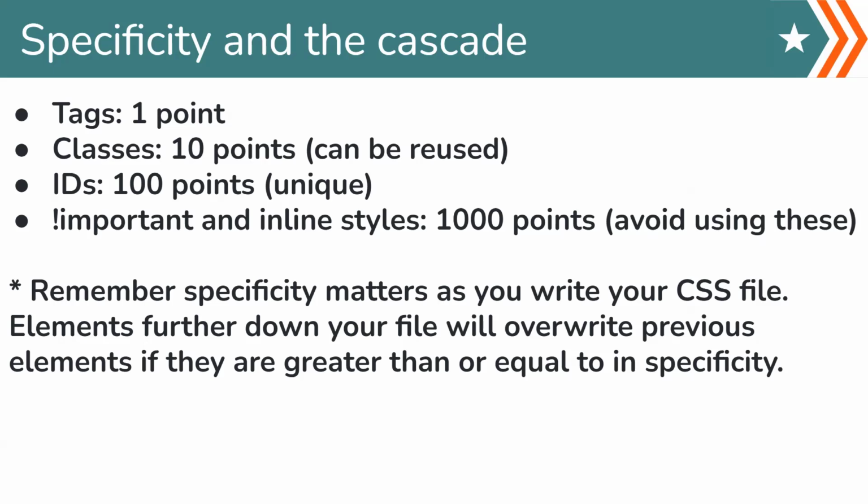Like for example, classes. Classes have a higher priority over tags, right? And we use a number system to display that. We say that classes have 10 points of specificity. So what does that mean? Well, because classes have more specificity, that means they take priority over a tag. So if in my CSS style sheet, I grab a P tag by the tag itself, like P, and I change the color to red, right?